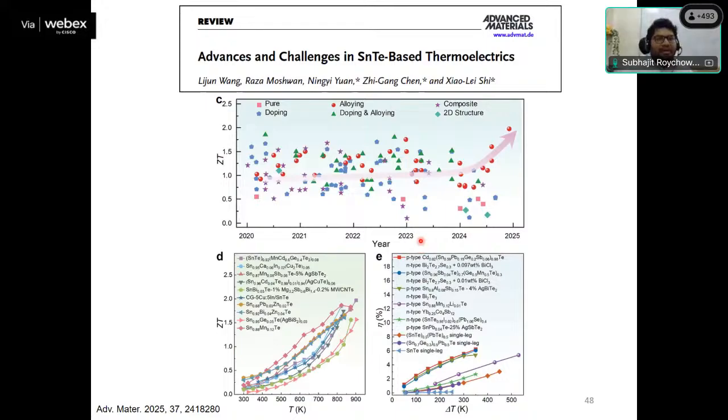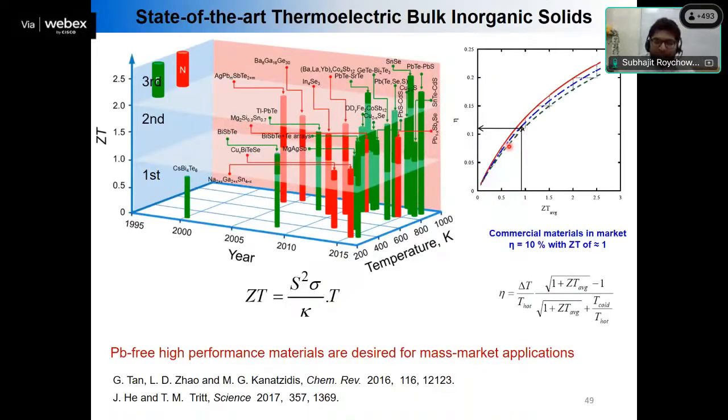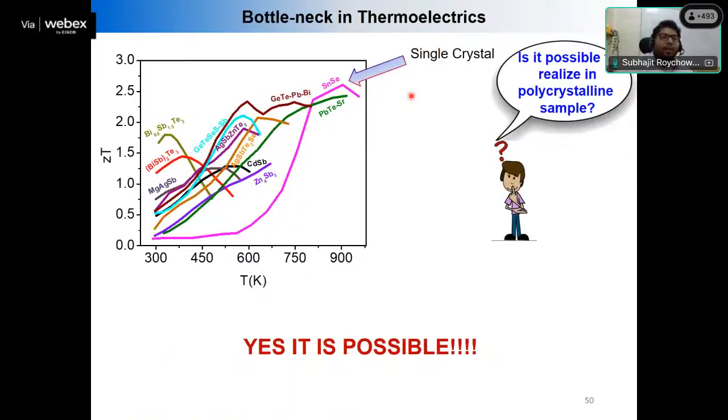And in the current review, they have summarized the advances and challenges in tin telluride based systems. Now you can see with several years of research, people have now reached 1.9 zT in tin telluride. But that is still not sufficient to overcome lead telluride, because in this plot you can see all the lead telluride based materials show a zT of more than 2. But we know the toxicity of lead. So all we need is a lead-free high performance thermoelectric material.